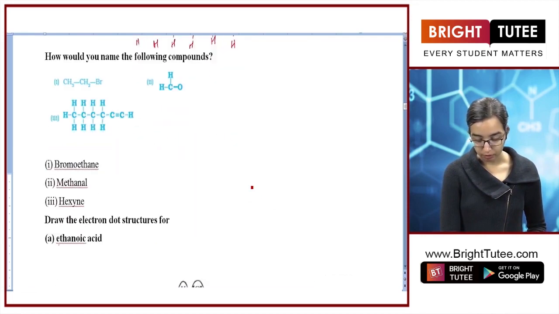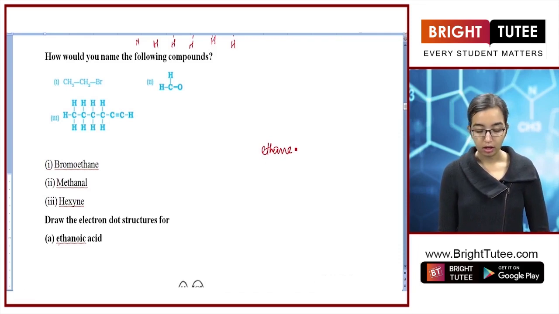How would you name the following compounds? The first compound is CH3CH2Br. So you know that this has 2 carbons. That means we have to use the prefix eth. So it becomes eth. Now because of its single bond, it is ethane. Because there's a bromine, it's bromoethane. So the answer becomes bromoethane.